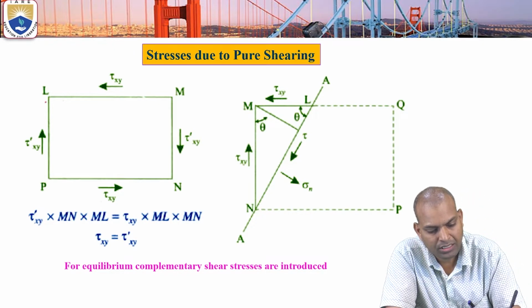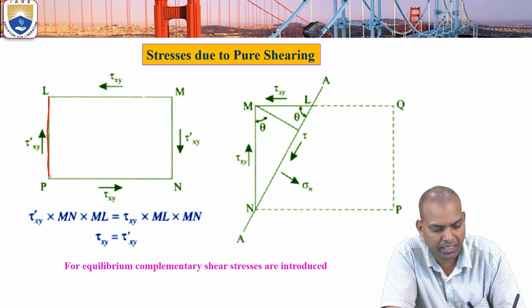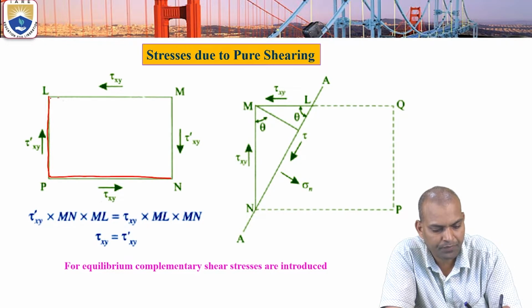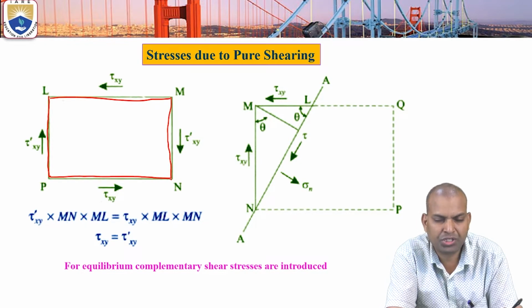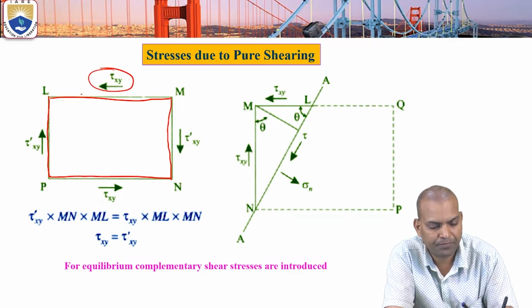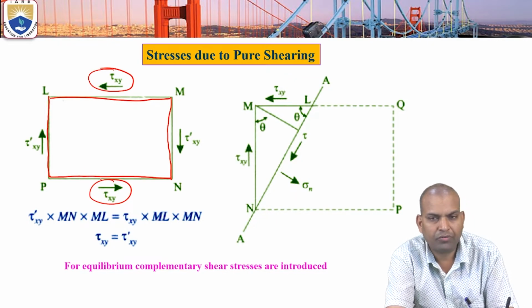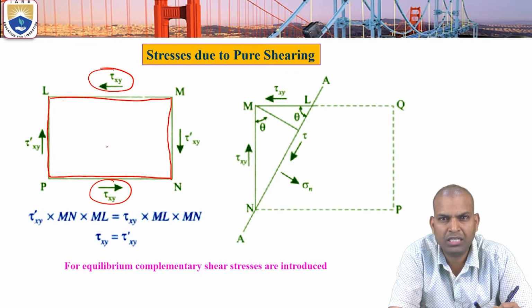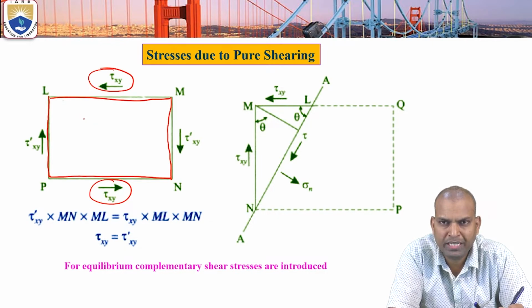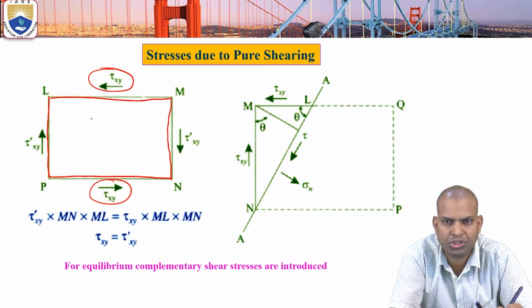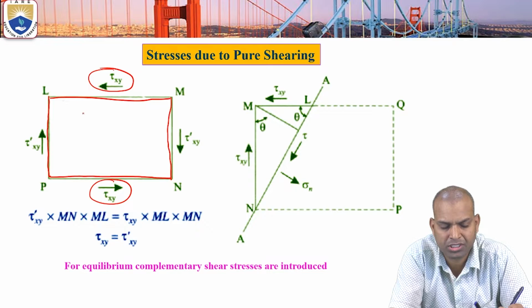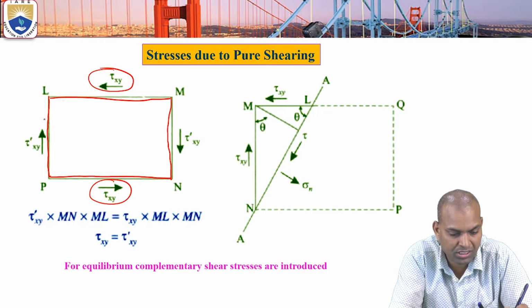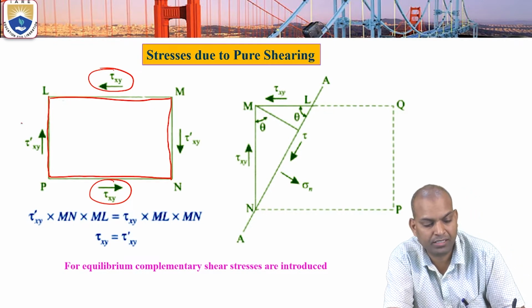Now here there is a rectangular block LMNP. On this rectangular block, the shear stresses tau xy are acting, clockwise. Because of this tau xy, the body is under rotation, under a couple. In order to make it equilibrium, we introduce another shearing stress, known as complementary shear stress, tau dash xy.